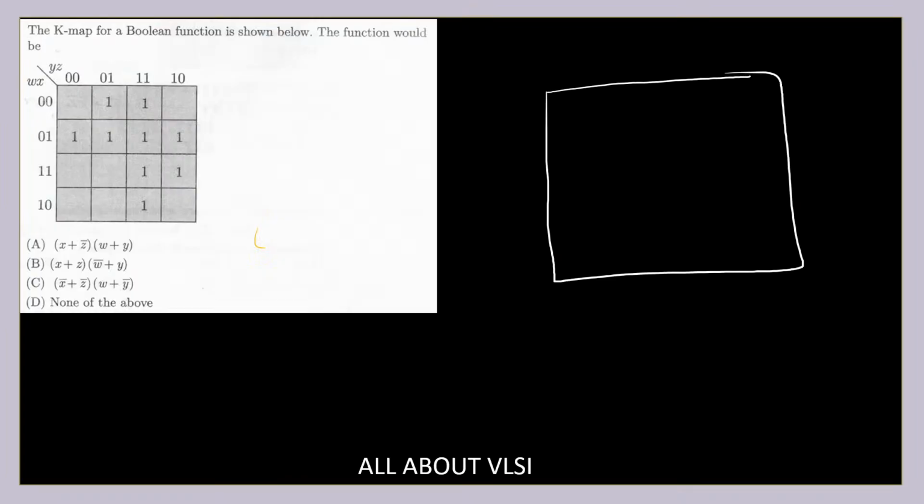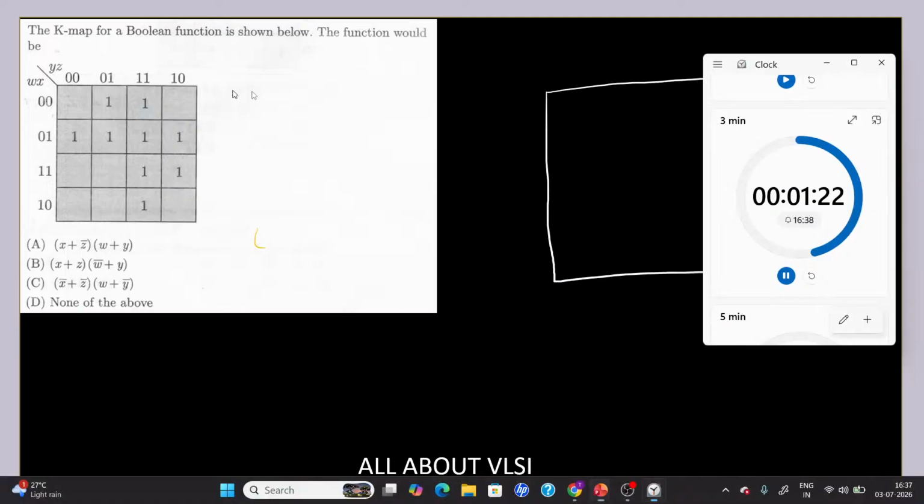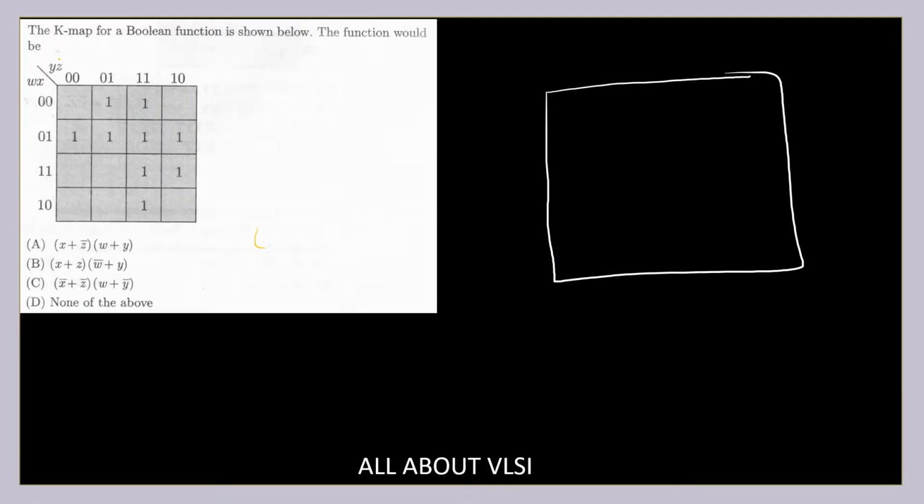Okay, let me do it parallelly. So these are max terms. I'm going to consider y plus z, y plus z complement, y complement plus z complement, and y complement plus z. And this is w plus x, w plus x complement, w complement plus x complement, and w complement plus x. This is what we are going to get.